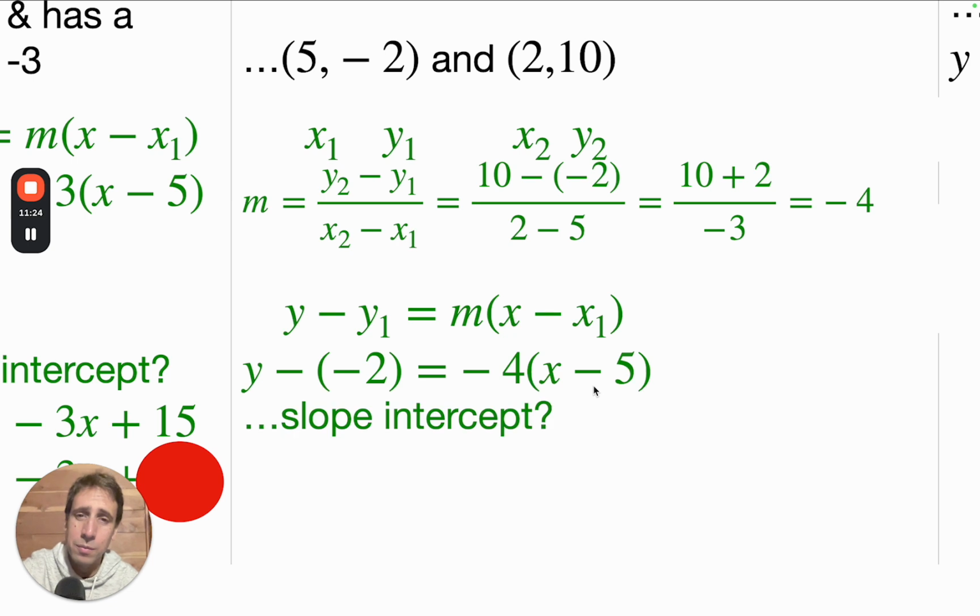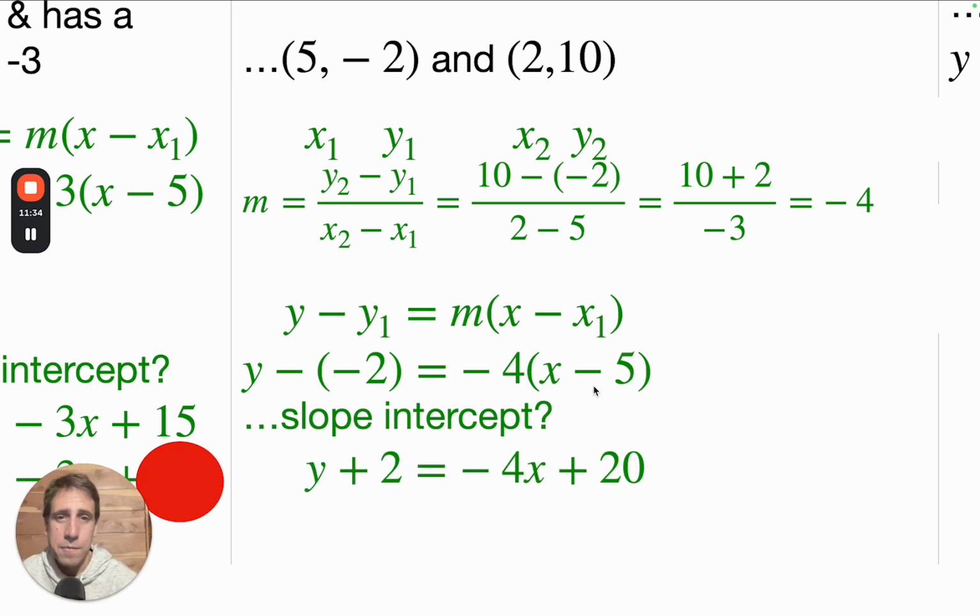But sometimes it would say, write the equation in slope-intercept form, and we'd have to go a little bit further. And so I think the first thing I can do is distribute. Negative 4 times x is negative 4x. Negative 4 times minus 5 is plus 20. And then this minus negative turns into plus. I'm going to take another step to subtract the 2 from both sides. And this is what I get. Now it's in slope-intercept form.